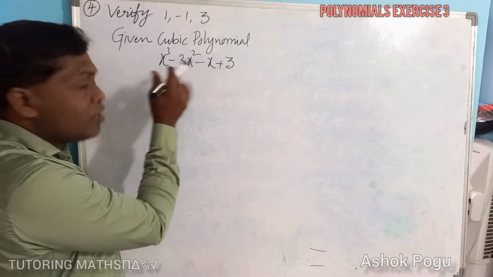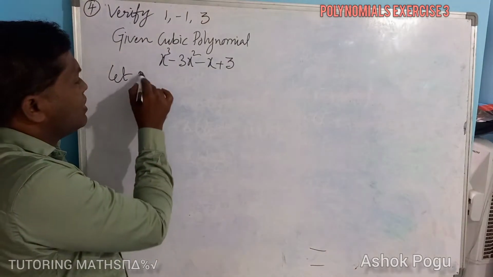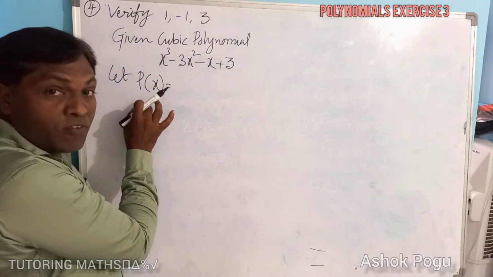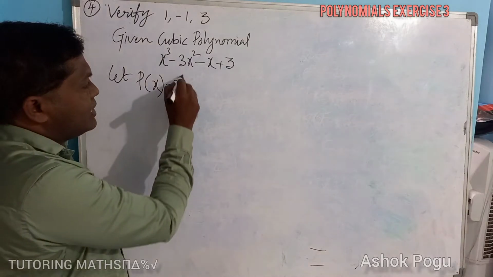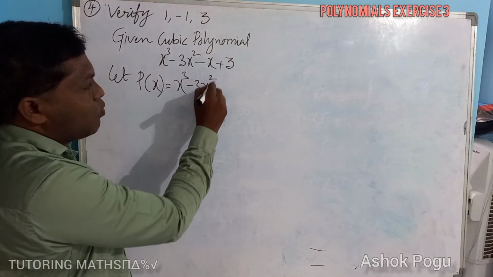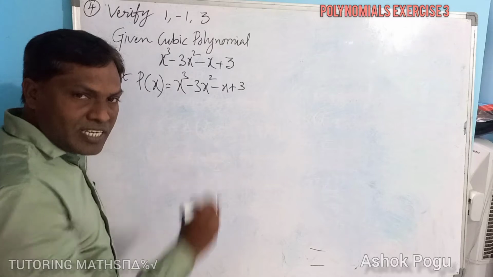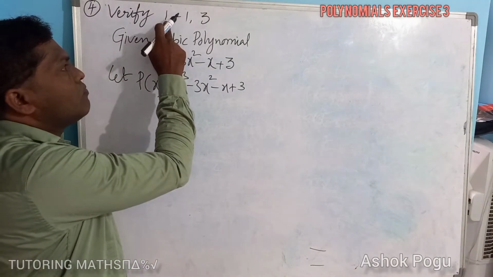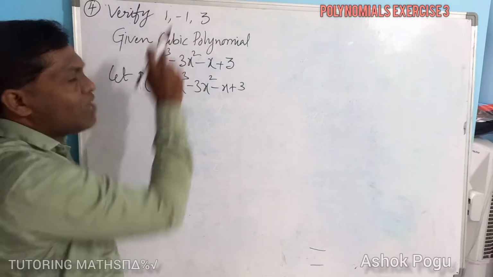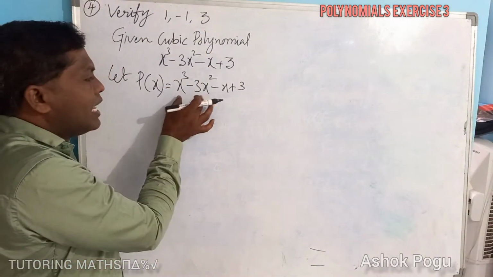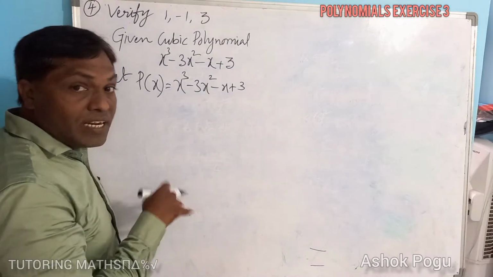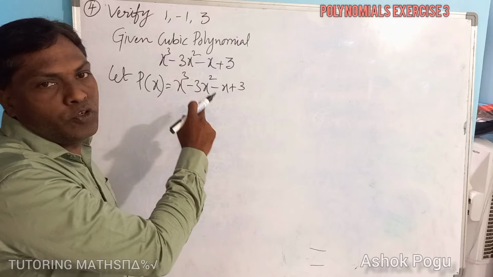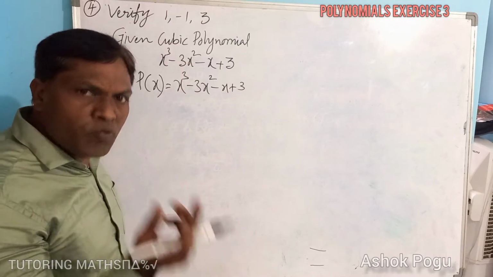Let us take this whole polynomial as p of x. The polynomial p of x is x cube minus 3x square minus x plus 3. Now you have to put the values 1, -1 and 3. These 3 values we have to substitute in place of x. Then if the result is 0, you can say that they are zeros of this cubic polynomial. Let us substitute one by one.